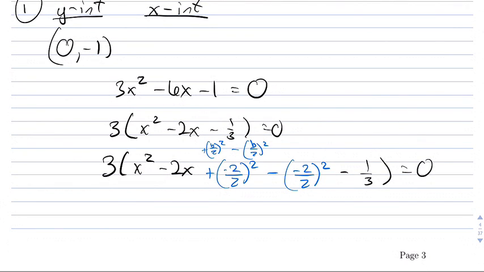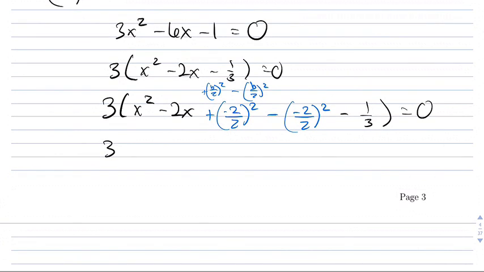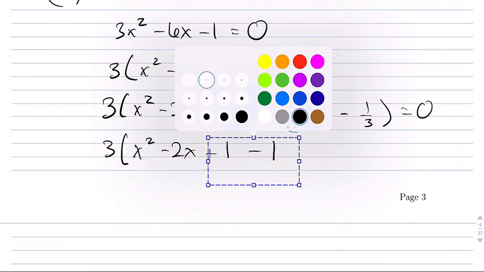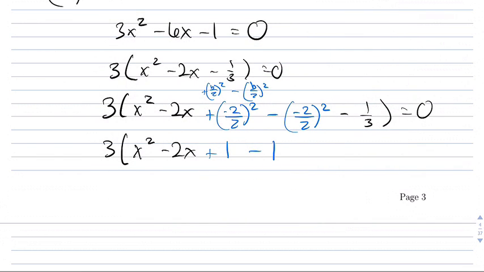So then what this allows us to do is do completing the square on the first term. So we have 3 times x squared minus 2x. Negative 2 divided by 2 is negative 1. Squared is positive 1. So plus 1 minus 1. And then we have the minus 1/3 equal to 0.